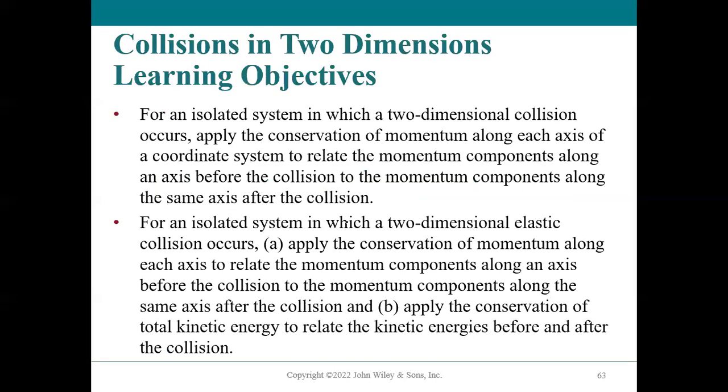So our learning objective is, for an isolated system in which a 2-dimensional collision occurs, apply the conservation of momentum along its axis of the coordinate system to relate the momentum components along an axis before the collision to the momentum component along the same axis after the collision. So the key point here is the momentum along its axis of a coordinate system to relate momentum components along an axis before collision to the momentum components along the same axis.